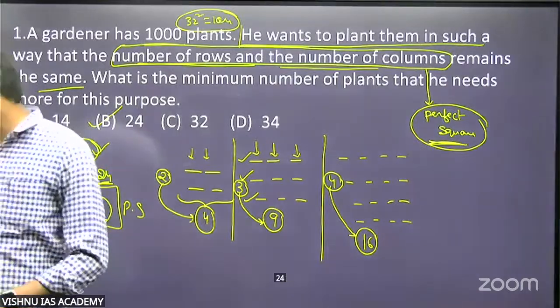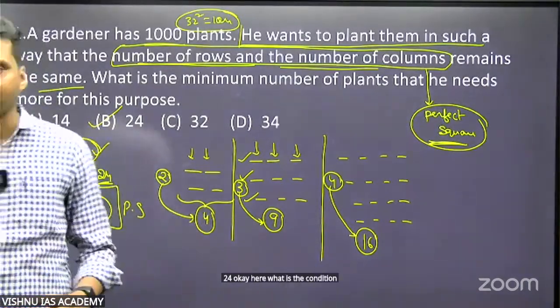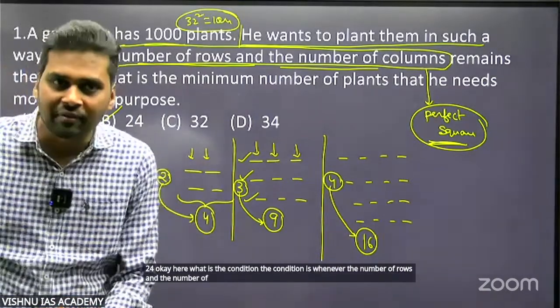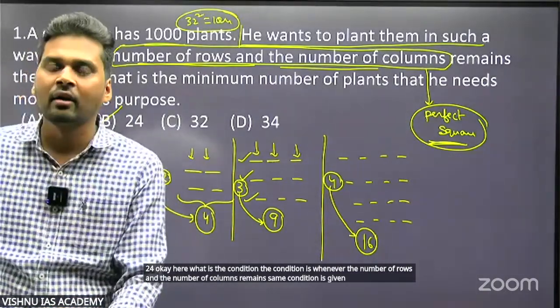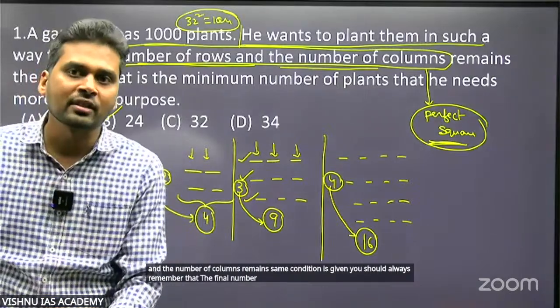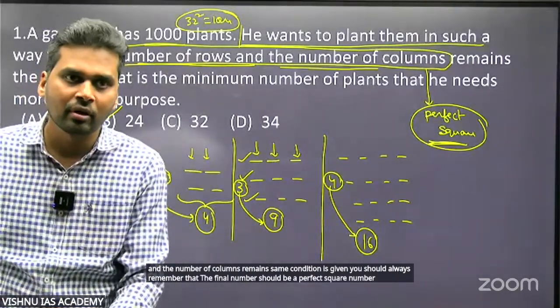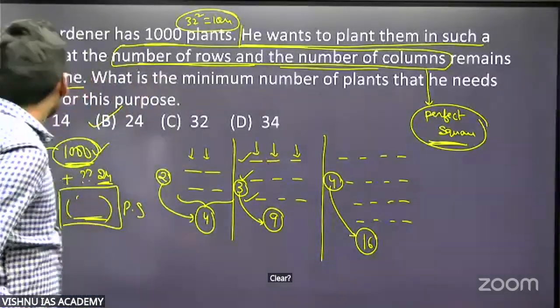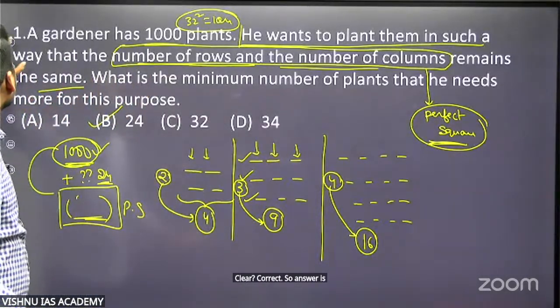Okay, here what is the condition? Whenever the number of rows and the number of columns remain same, you should always remember that the final number should be a perfect square number. The final number should be what? A perfect square number. Clear? Correct. So the answer is 24. Let's go to the next sum.